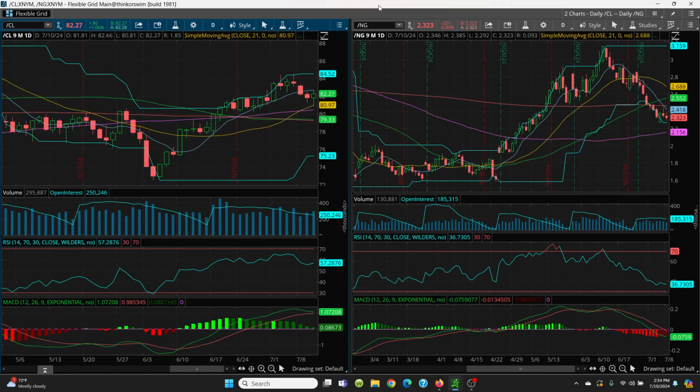Okay, let's take a look here at natural gas. All right, here we have natural gas. Now you can see here the green cross below your red, that's a sell signal. That keeps on going down. Your RSI keeps selling down here. Your price is still below your 8-day.